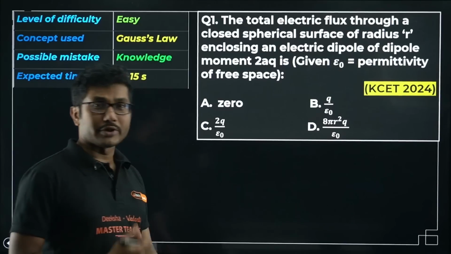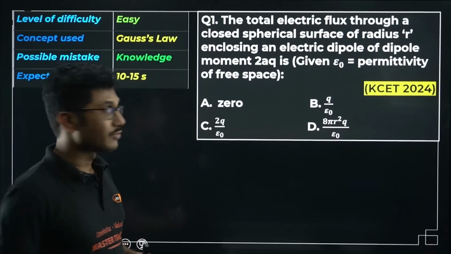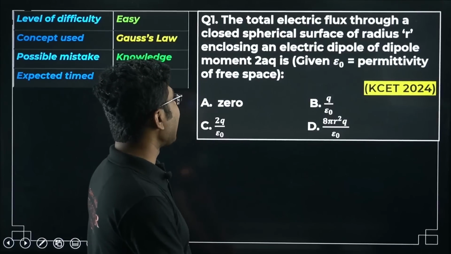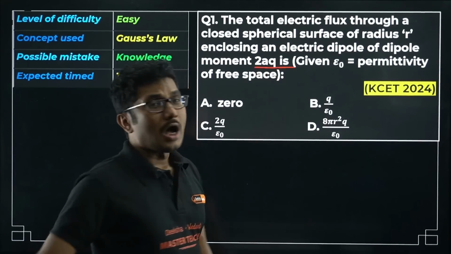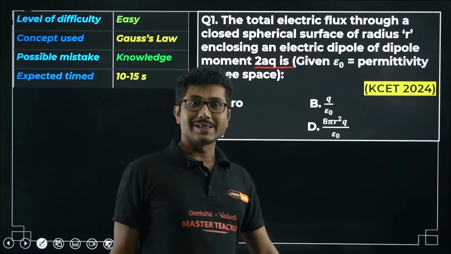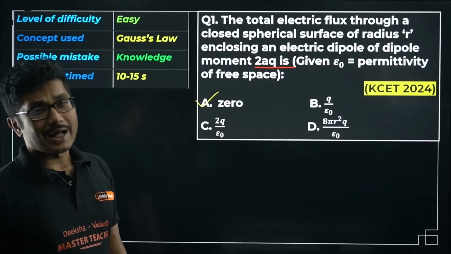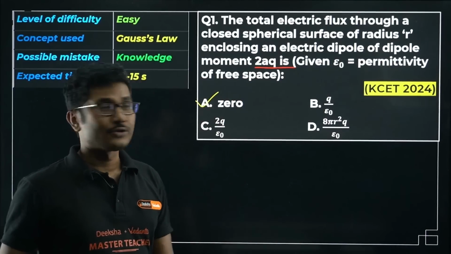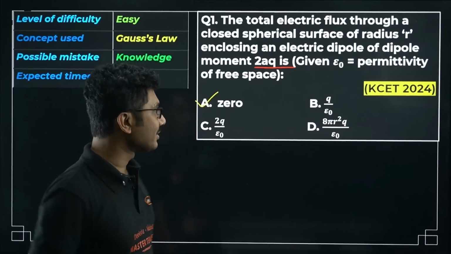Once you download the PDF, it will give you an idea of how well you are prepared to solve such questions. So the total electric flux through a closed spherical surface of radius r enclosing an electric dipole of dipole moment 2aq is. So dipole moment 2aq, so definitely plus q and minus q, so total charge enclosed is 0, so the net flux will also be 0. So the correct answer is option A. Very easy question. Just reading the question gives you the answer, so you don't need to worry about whatever else is given in this case. Just understand the concept and you can answer such questions.